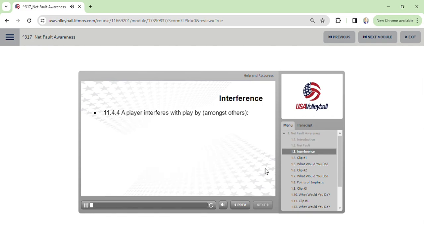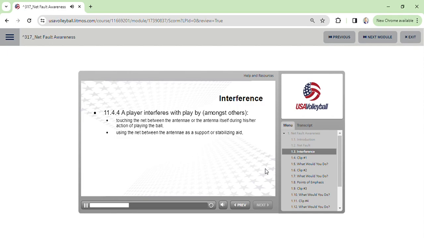And then luckily, we receive further information on what constitutes interference with play with some definitions in the DCR. Touching the antenna or the net between the antenna while in the action of playing the ball. Using the net between the antenna as a support or stabilizing aid. Creating an unfair advantage when contacting the net. Doing something that hinders the opponent's legitimate effort to play the ball. Catching or holding on to the net.